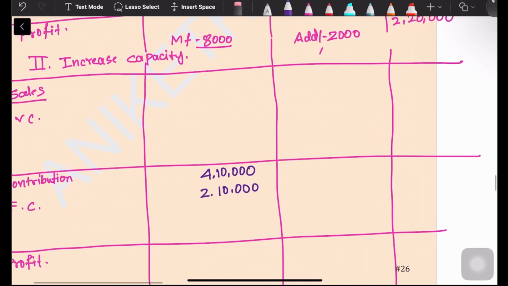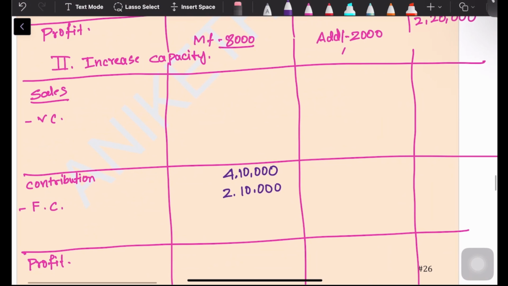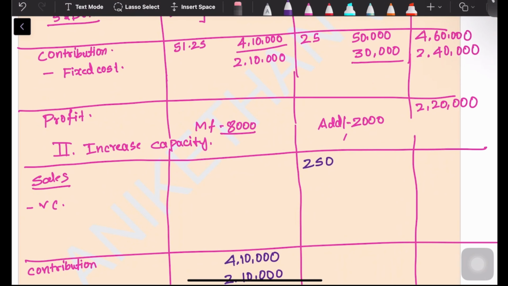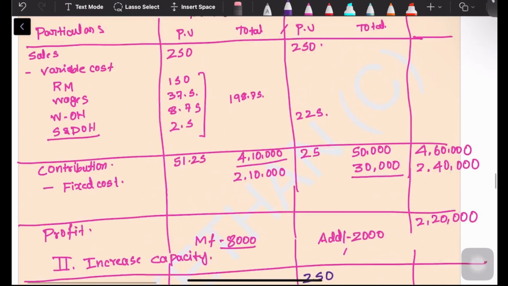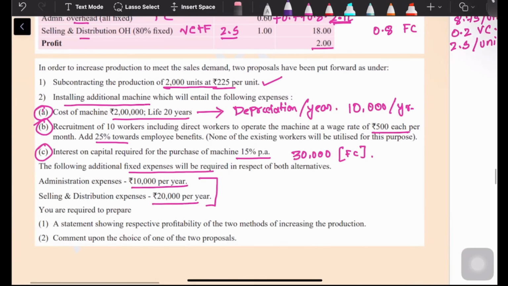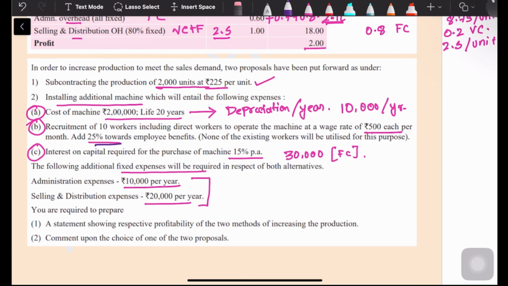Now, for additional 2,000, my sales is going to be 250 only, not going to be changed. And what was my total variable cost? It was 198.75. So raw material stays 150. Wages for this 2,000, there will be more wages. What is the wages here? Recruitment of 10 workers, including direct worker, to operate the machine at a wage rate of 500 per month. So add 25% towards employee benefit.